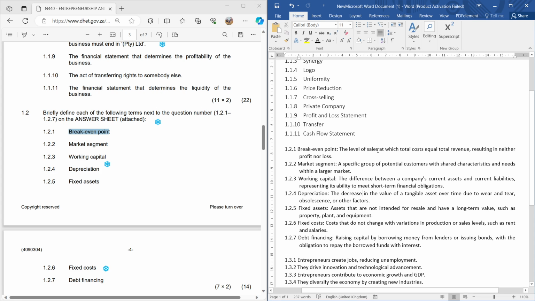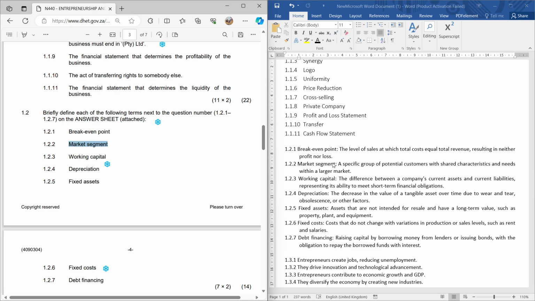We understand that a business first starts at a loss, or typically a business would start at a loss. Eventually it will work towards paying off that loss, and then it will start making profit. The moment when the business is not making any loss or any profit is the break-even point.